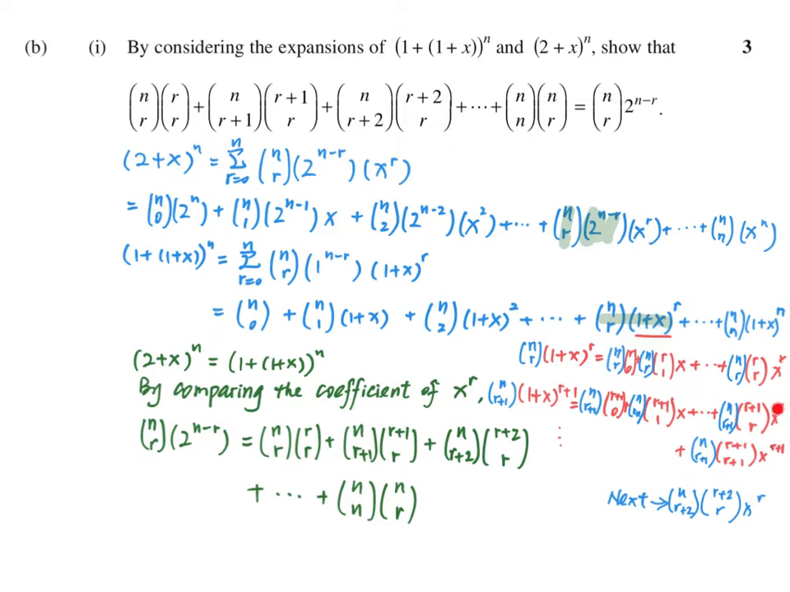How about the multiplication part? Because we are looking for x to the power r, it should always be whatever CR. For the NCR term, it should be NCR times RCR. For the NC(r+1) term, it should be (r+1)CR. For the NC(r+2) term, it should be times (r+2)CR. Therefore the last term should be NCN times NCR. After so much effort, we have eventually obtained the equation which is required by the question.